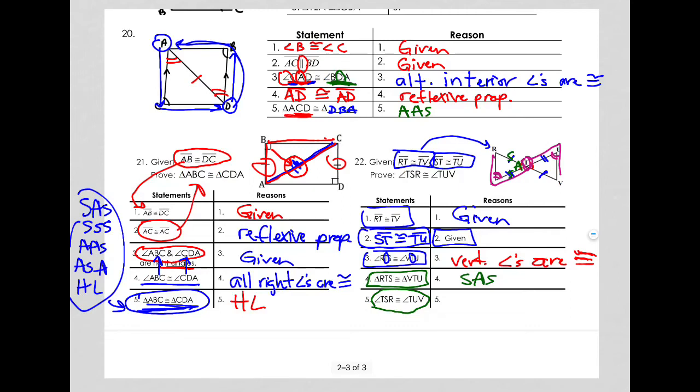Well, how can you say those are congruent? Well, you just said the entire triangle is congruent to the other entire triangle. So because the entire triangle is congruent, all the corresponding parts are congruent. So corresponding parts of congruent triangles are congruent. Remember, whenever it's a statement after your triangle congruent statement, it's 9 times out of 10 going to be corresponding parts of congruent triangles are congruent.